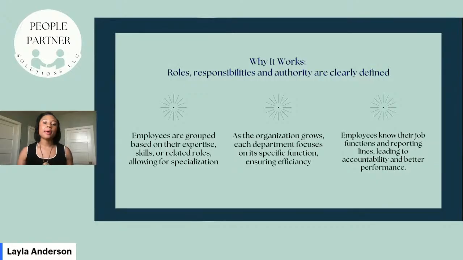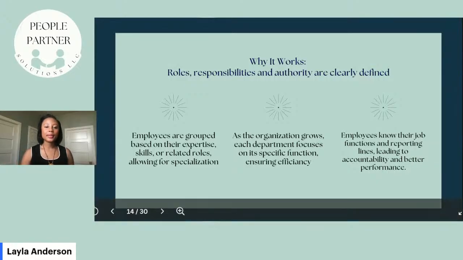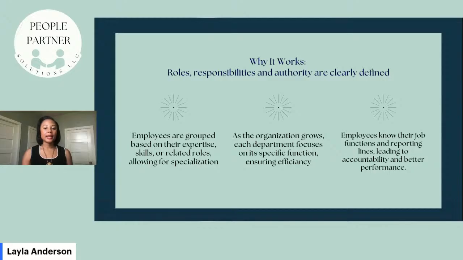So, what works about the functional model? The roles, responsibilities, and authority are clearly defined. The employees are grouped based on their expertise, their skills, or their related roles, which allows for specialization. And as the organization grows, each department can focus on its specific function, which maintains efficiency. And most clearly, employees know what their job functions are, and they know exactly who they're reporting to. This allows for accountability and, in some cases, better performance.